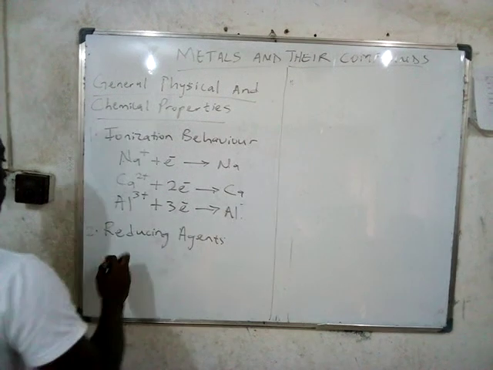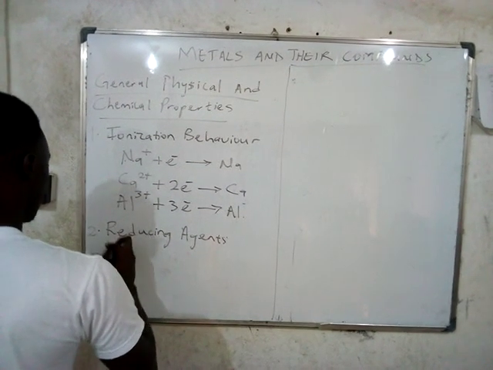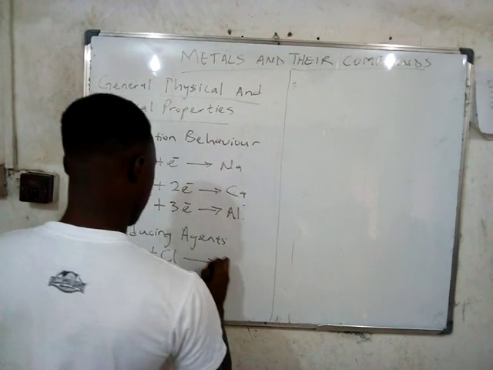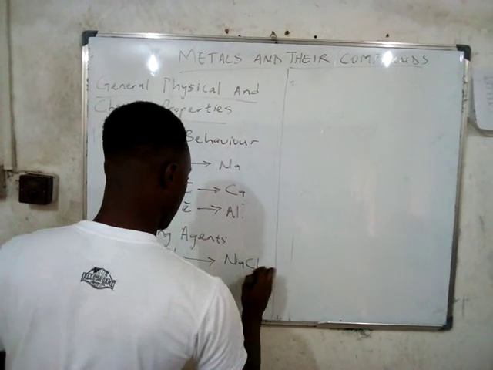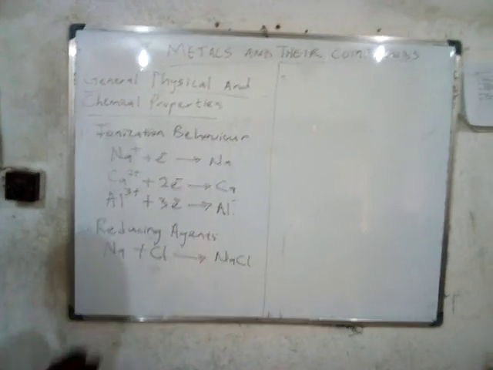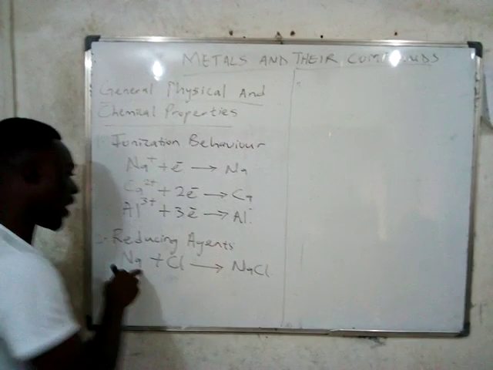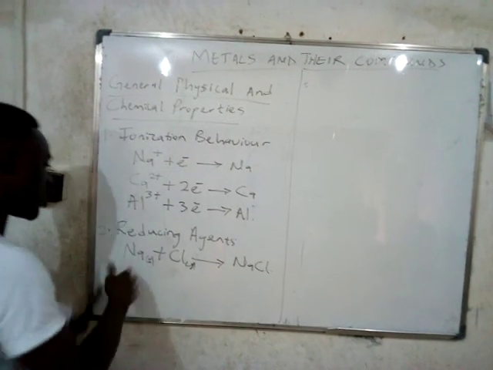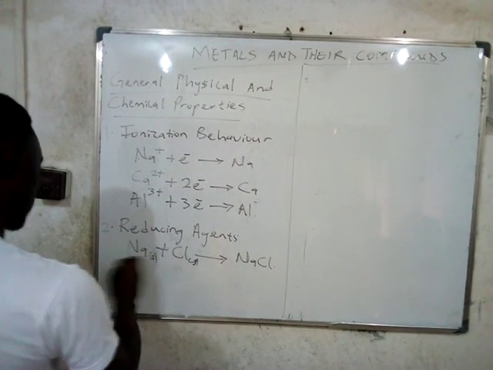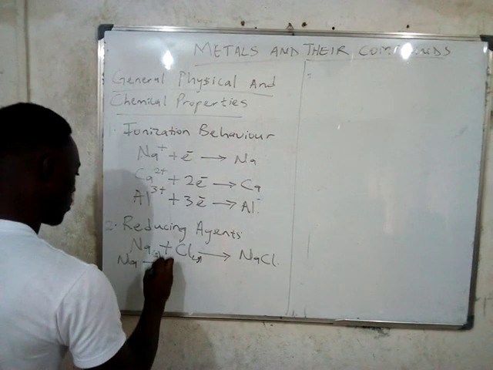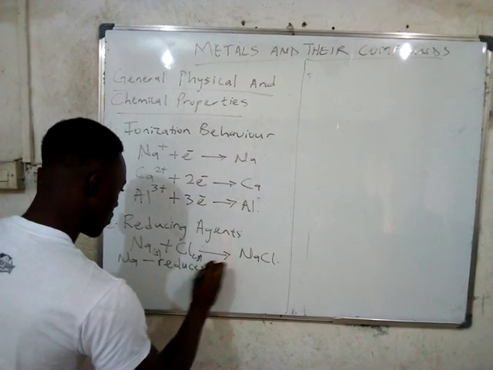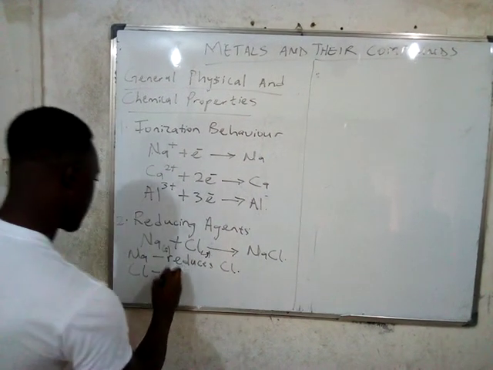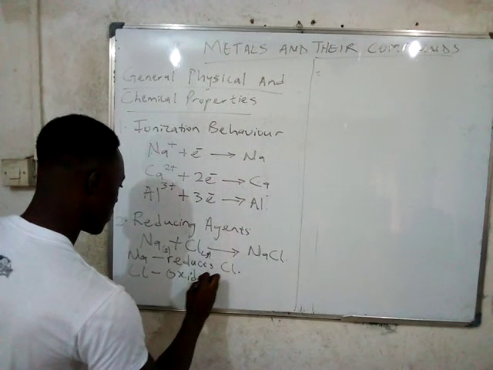reaction. For example, the reaction between sodium and chlorine to give sodium chloride. Now, in this reaction, sodium is going to serve as the reducing agent. That means sodium is going to reduce chlorine. And in turn, chlorine will serve as the oxidizing agent. So, chlorine is going to oxidize sodium.